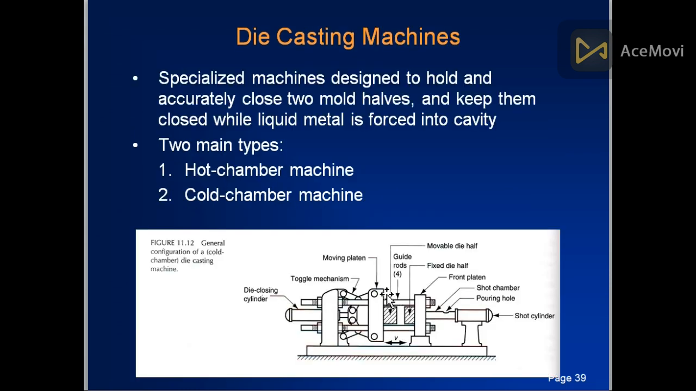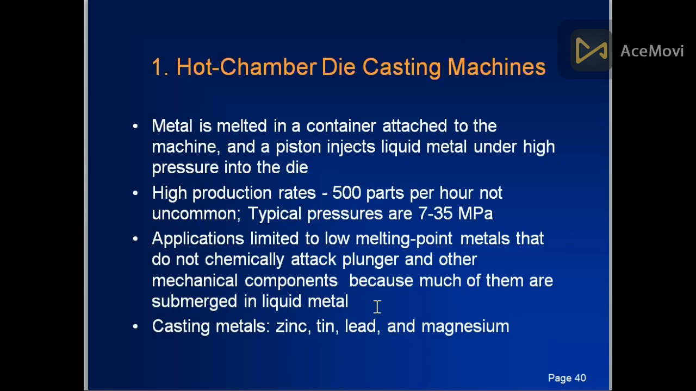This is basically the die casting machine, with two main types: hot chamber machine and cold chamber machine. This is the movable die. This is a short cylinder from where the metal comes. This is the moving plate that applies force. In hot chamber die casting, metal is melted in a container attached to the machine and a piston injects liquid metal under high pressure into the die.